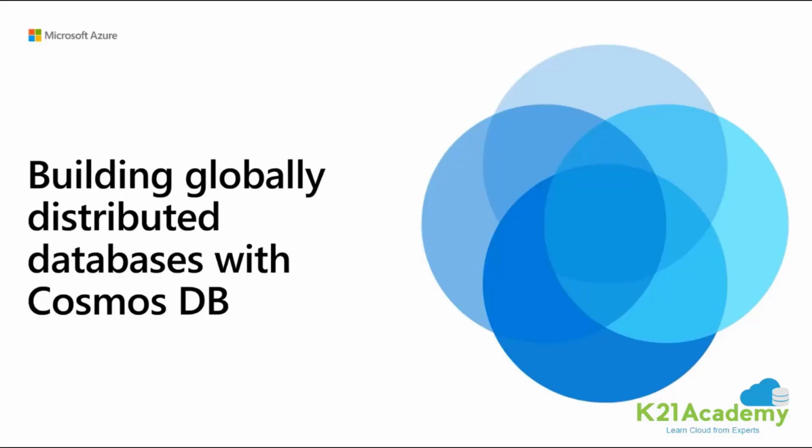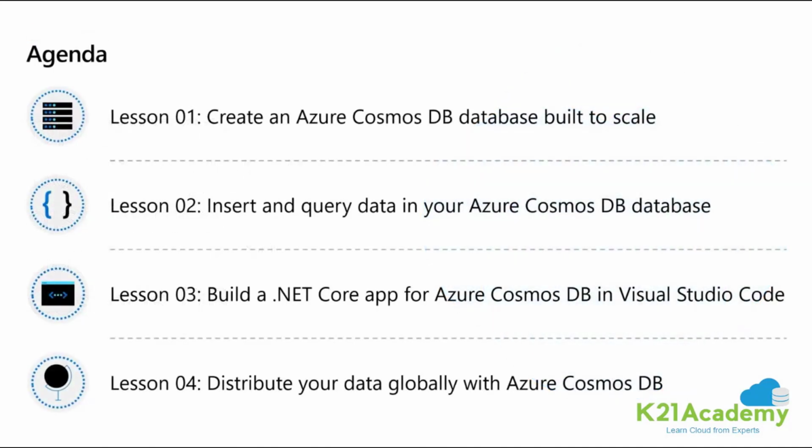Welcome back. And now we are coming to module number 4. As part of module number 4, we are talking about Cosmos database. We'll understand what the meaning of Cosmos database is, how we create it, how we query the Cosmos DB, and how we create an application with Cosmos database. Lesson number 4 is optional. It's not part of your certification as such. It's just FYI information. And we'll also talk about distributing your data globally with Azure Cosmos DB. So let's get started.